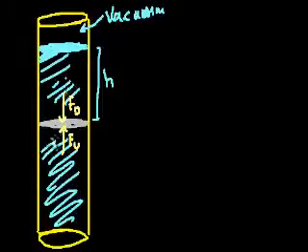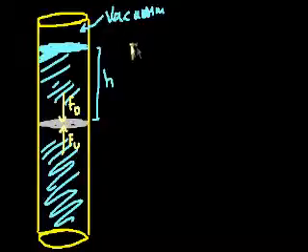So what is the force down? What is the force down acting on this cylinder? Well, it's going to be the weight of the water above it, right? Because we're in a gravitational environment, and so this water has some mass, and whatever that mass is times the gravitational constant will equal the force down. So let's figure out what that is.